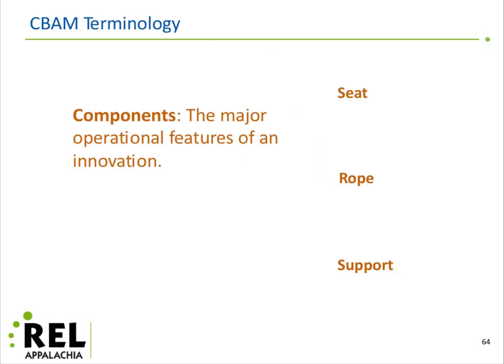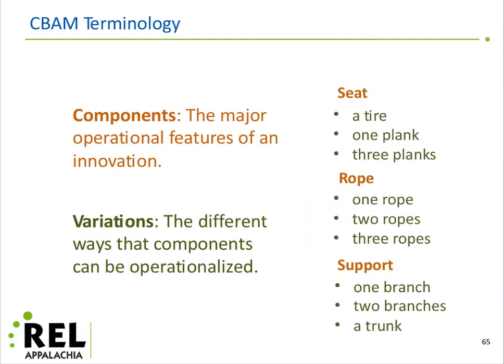In CBAM, we call the key features of a program or innovation components. In our swing example, the components are a seat, a rope, and some type of support. And then the possible configurations of these components are called variations and include both ideal variations and those that are less than ideal. So in building IC maps, identifying the core components of an innovation and working to flesh out the behaviors that describe how these core components are implemented are key to crafting a solid IC map.